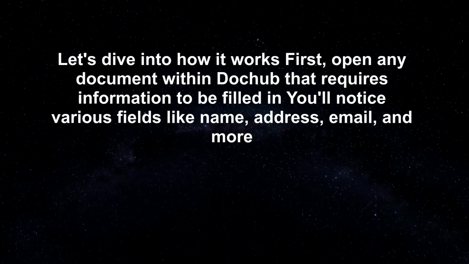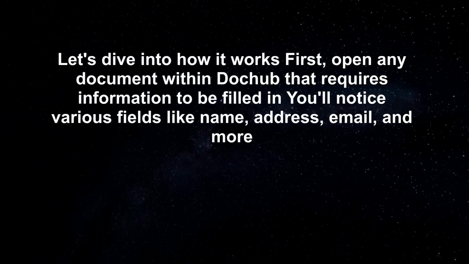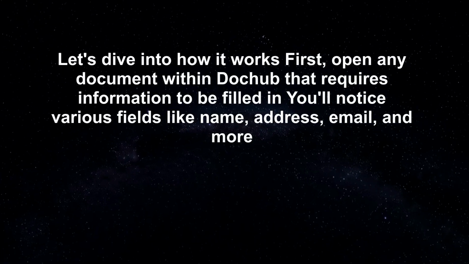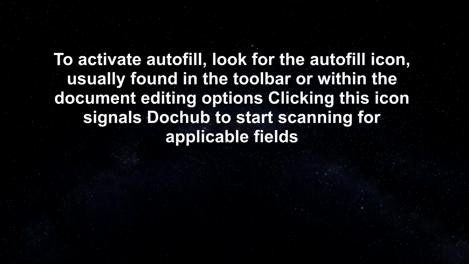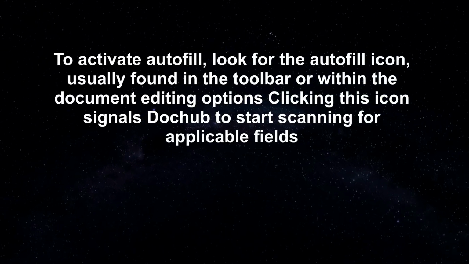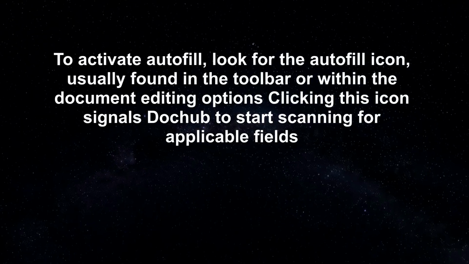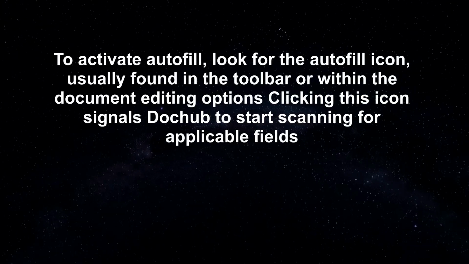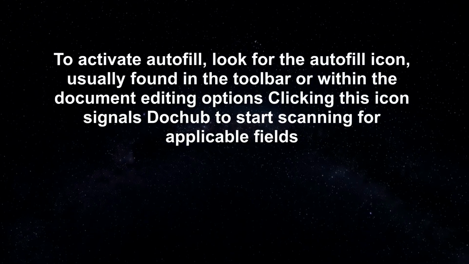Let's dive into how it works first. Open any document within Dochub that requires information to be filled, and you'll notice various fields like name, address, email, and more. To activate autofill, look for the autofill icon, usually found in the toolbar or within the document editing options. Clicking this icon signals Dochub to start scanning for applicable fields.